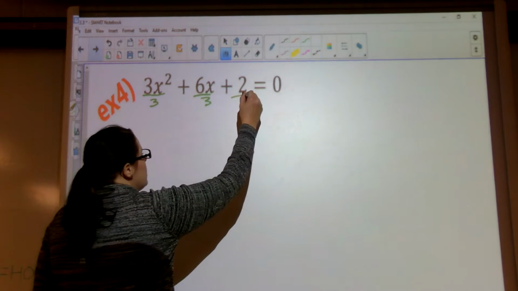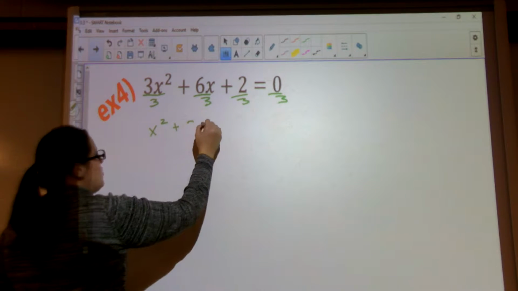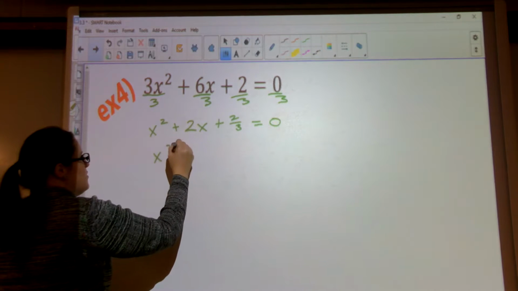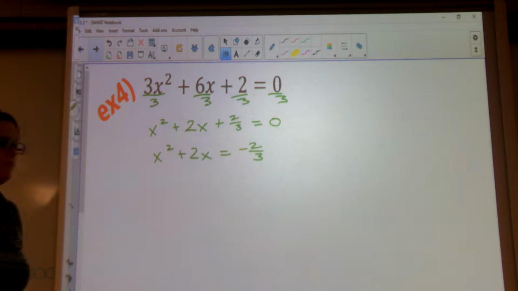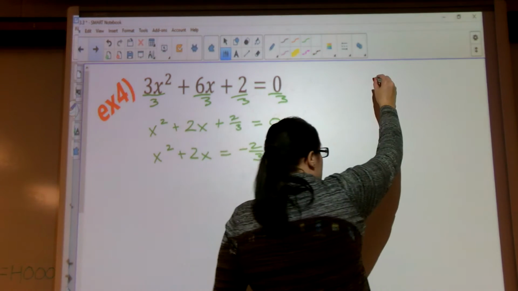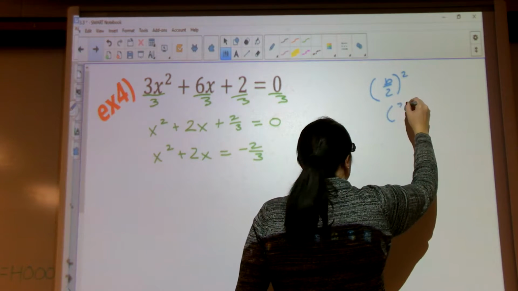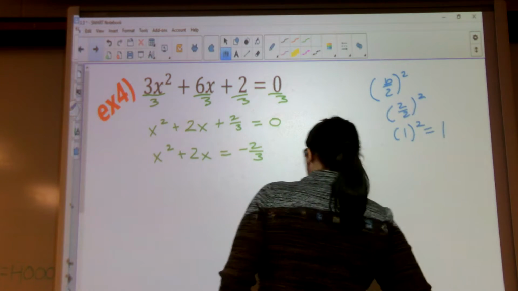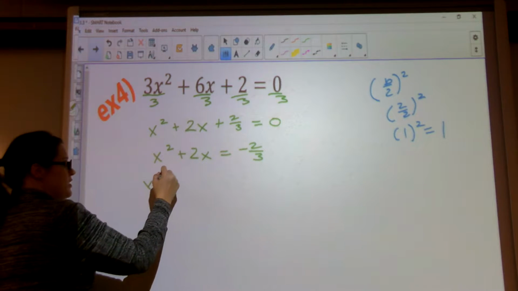Divide everything by 3. So I will get x squared plus 2x plus 2/3 equals 0. Let's take that constant over. Okay, let's find b over 2 squared. In our case, b over 2 squared is 2 over 2 squared, which is 1 squared, which is 1. So let's add 1 to both sides.